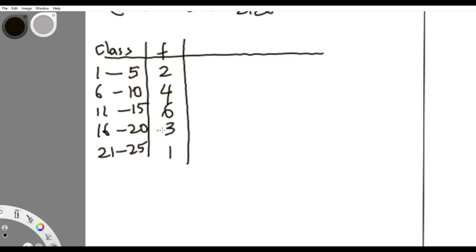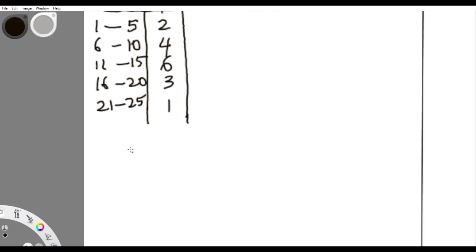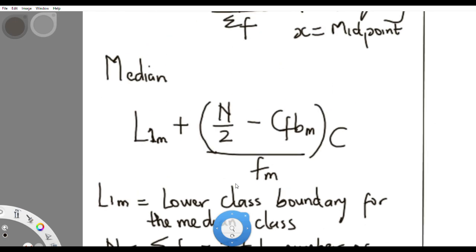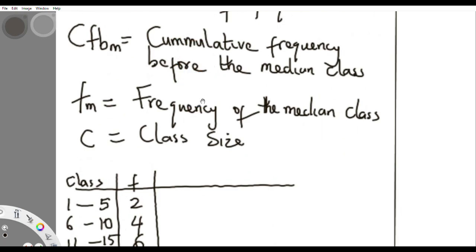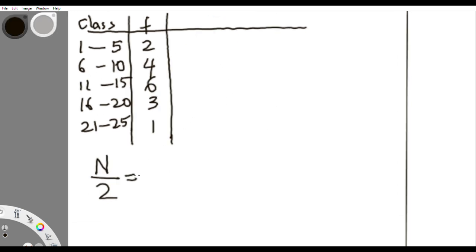So first and foremost, how do we know the median class? You know the median class using that n over 2. Remember that from the formula. So that's how you know the median class. Now let's go back. N over 2. Remember we said n is the summation of the frequencies, or if you count all the elements in the distribution. So let's sum the frequencies: 6, 12, 15, 16. Okay, still got it right. 16 over 2, which is 8.